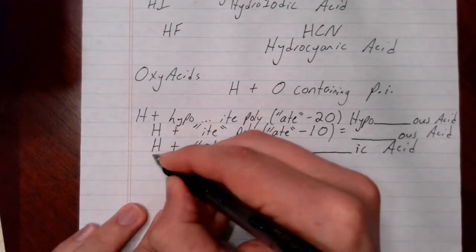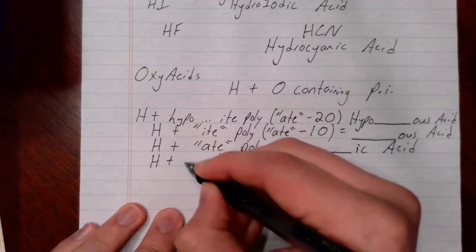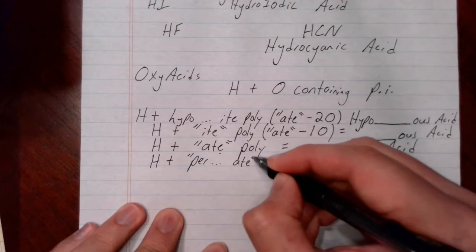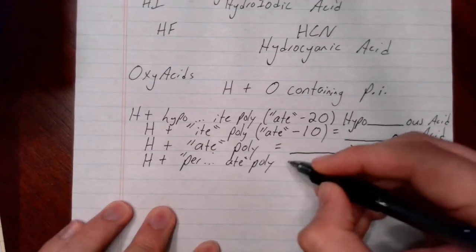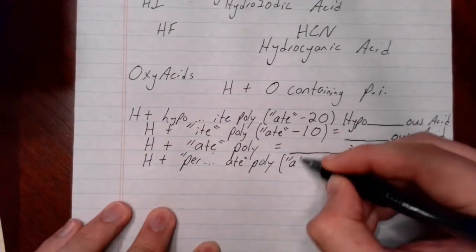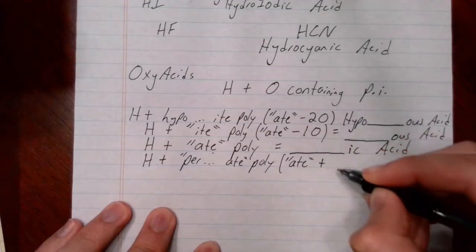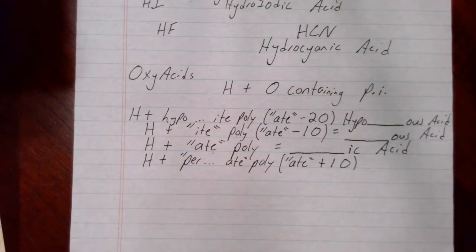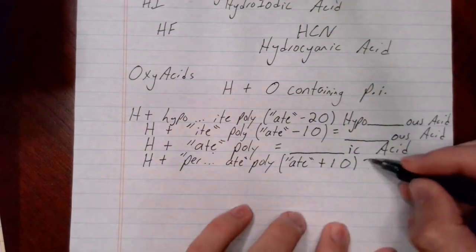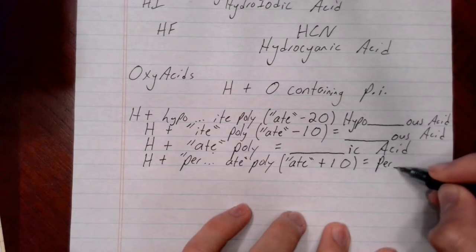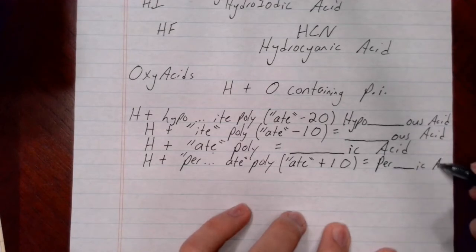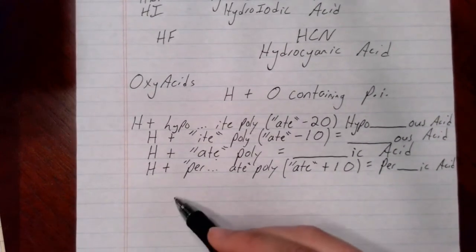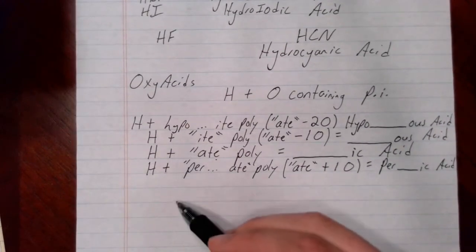And then down here at the bottom we have H plus the per-ate polyatomic. What that looks like is you have the ate plus 1 oxygen. So it might be easier to memorize, let me write how you name it. You have per blank ic acid. So it might be easier to learn this as ate minus 1, minus 2, ate plus 1.